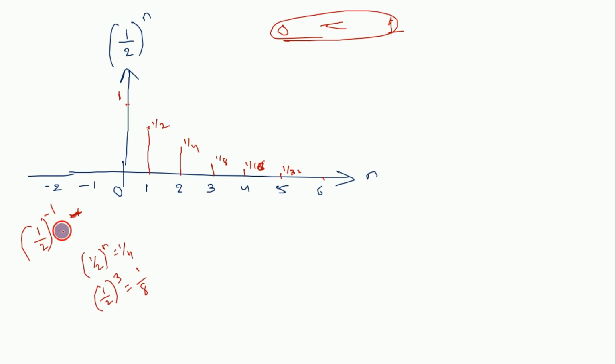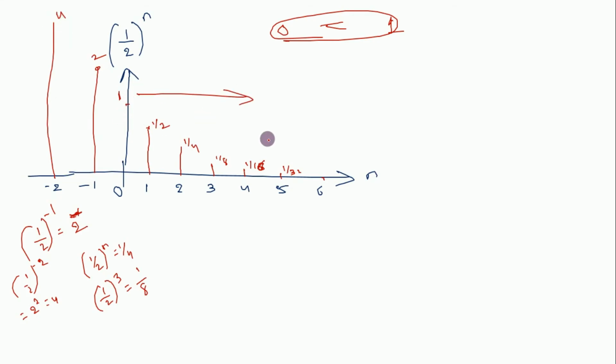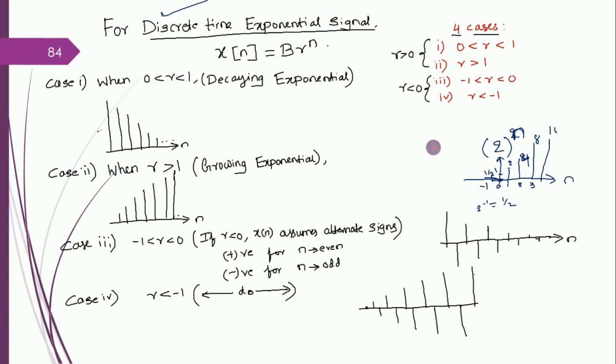So if I give the negative value, 1 by 2 raised to minus 1 will give you 2. 1 by 2 raised to minus 2 will give you 4, because it is like 2 squared, which is 4. So this is how it goes. I need to concentrate only on this side. This is an exponentially decaying signal when the value of R is within the range 0 to 1. I hope it is clear.